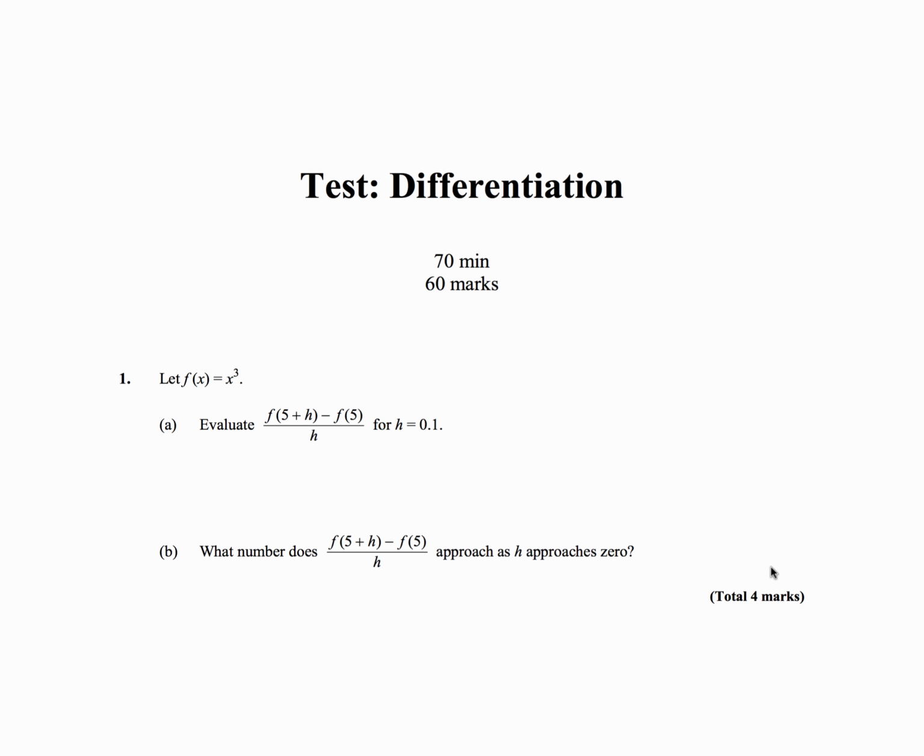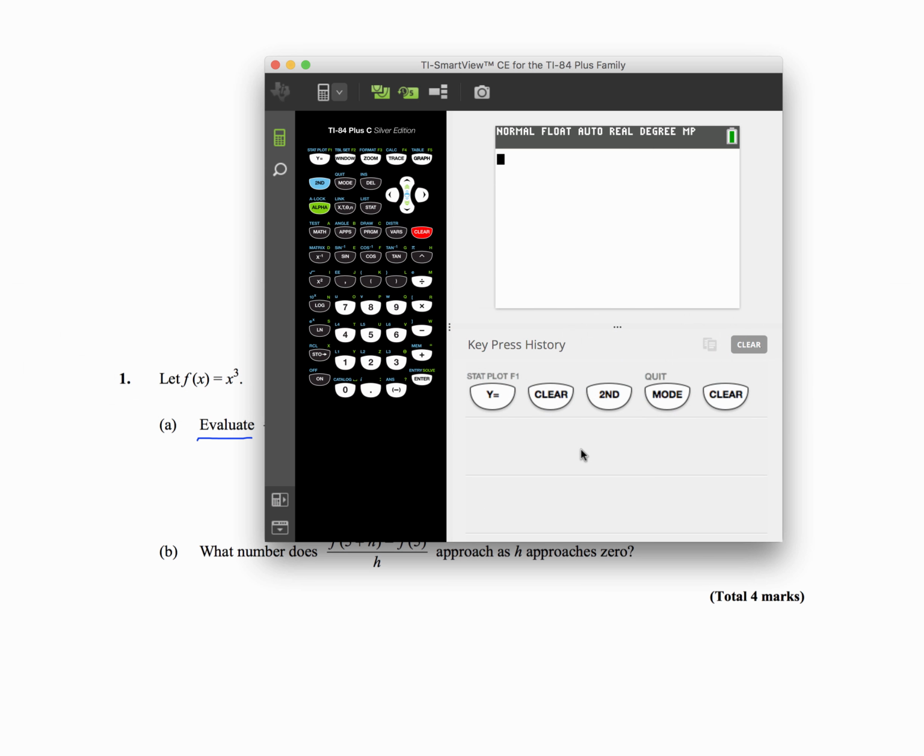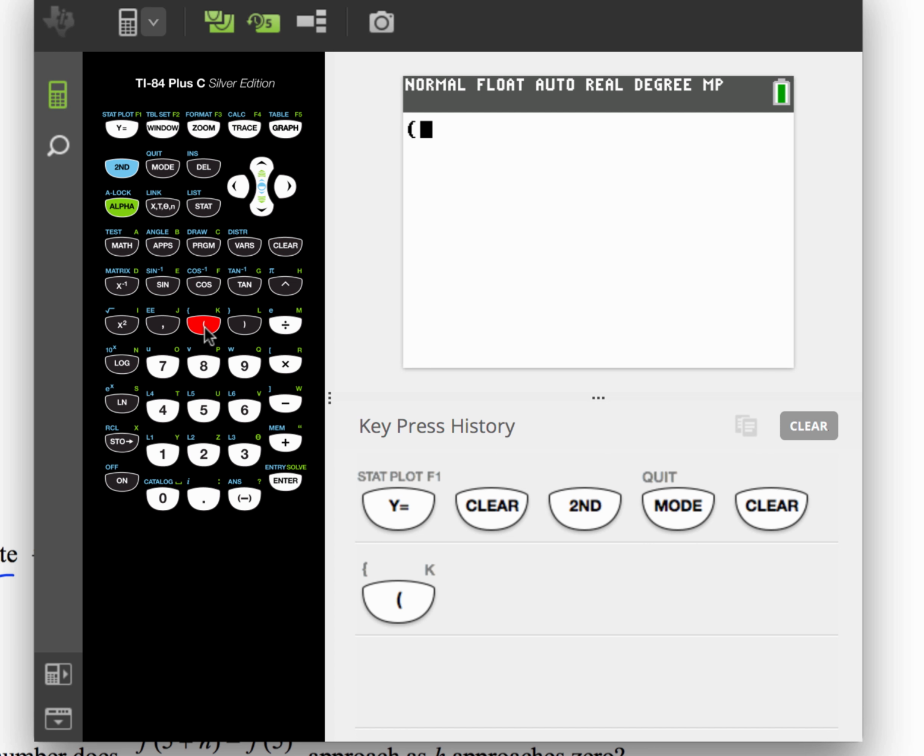Unedited. There we go. All right, so question number one, the function is x to the power 3. Evaluate, so find a number for this when h is equal to that. Okay, so I can use my GDC. What I really want is to find 5 plus 0.1 cubed, because that's the function, minus 5 cubed, over 0.1. So I'm definitely going to do that with my calculator. That's way too complicated. So let's see.